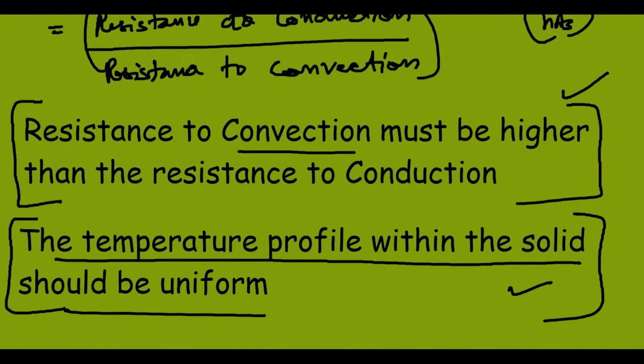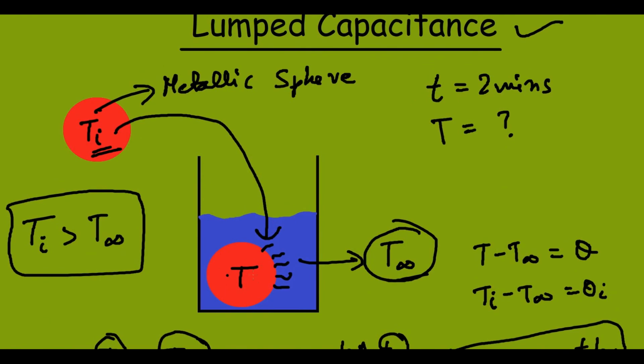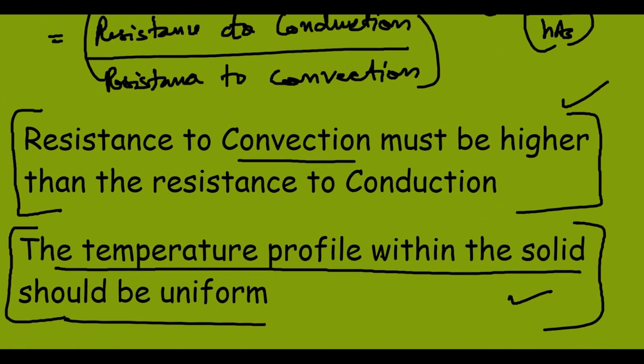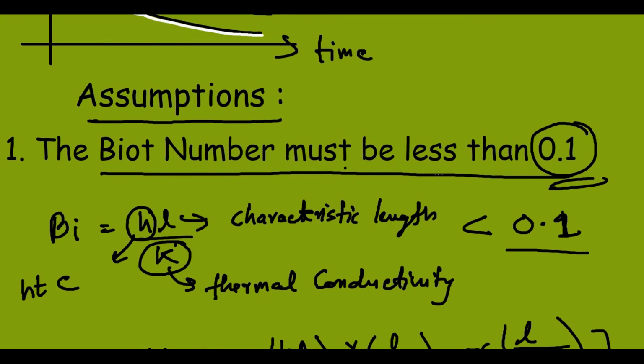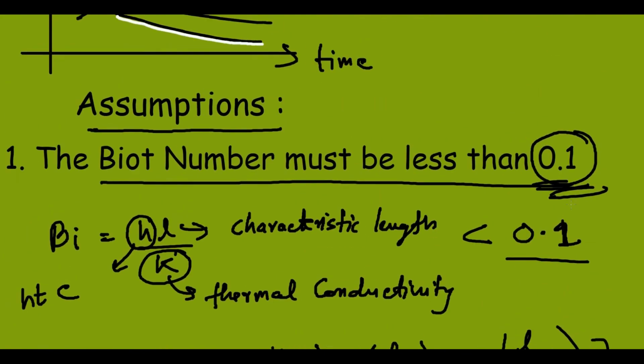Hence this too follows from that expression: if the Biot number is less than 0.1, then obviously the resistance to convection must be higher than the resistance to conduction, and the temperature profile within the solid, that is this iron or metallic sphere, should be uniform. The temperature gradient should not exist. That is, if at this point the temperature is T1, then at this point it cannot be T2. This cannot occur. It should be the same, or uniform. The temperature should be uniform within the sphere. So that is what I have written here. The only thing you need to keep in mind is that the Biot number must be less than 0.1. These two follow from that same assumption.